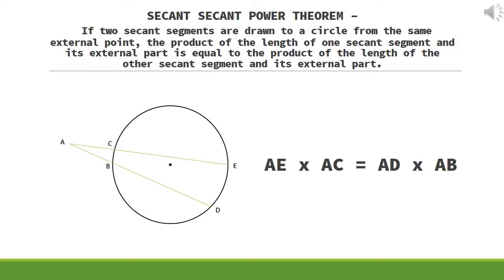Now, we have a circle with two secants originating from point A as shown in the figure. By the secant power theorem, if two secant segments are drawn to a circle from the same external point, the product of the length of one secant segment and its external part is equal to the product of the length of the other secant segment and its external part. Thus, the measure of line segment AE multiplied by the measure of line segment AC is equal to the measure of line segment AD multiplied by the measure of line segment AB.